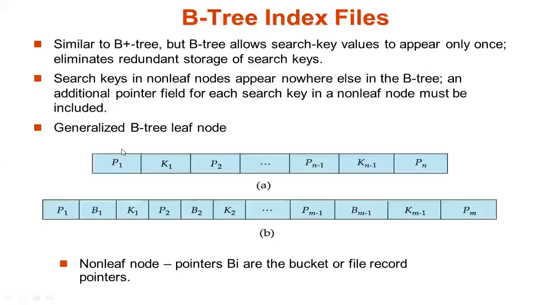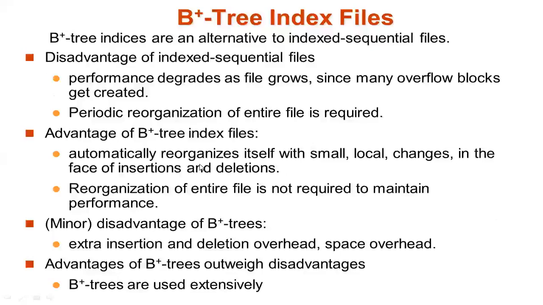The leaf node will have a pointer and then a key value, pointer and then key value. In this format, you'll have your leaf node in the B tree. And B plus tree indices are an alternative to index sequential files. This is another alternative we can use in databases.